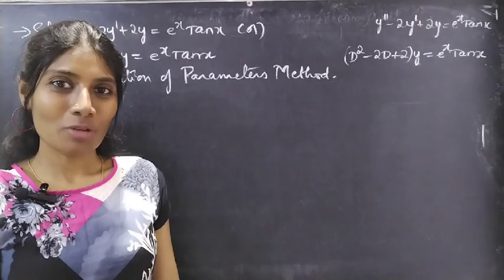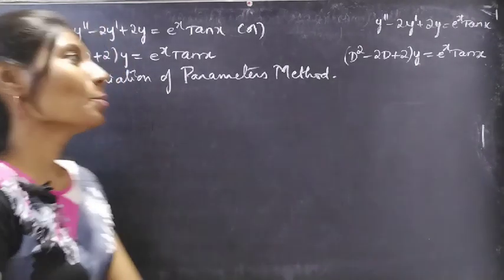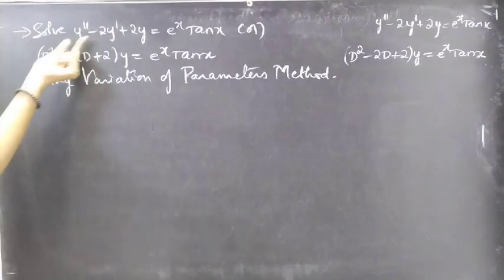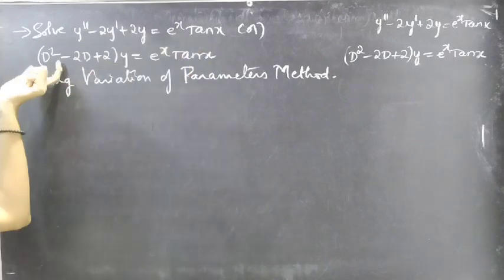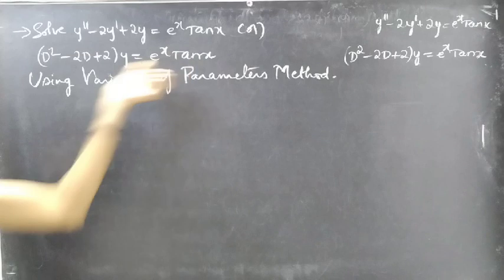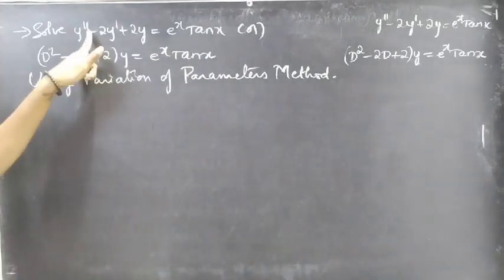In this video, we're going to solve a differential equation using variation of parameters method. So let's get going. Problem: solve y double dash minus 2y dash plus 2y equal to e power x tan x, or (D square minus 2D plus 2) into y equal to e power x tan x, using variation of parameters method. So we are given a differential equation of order 2.